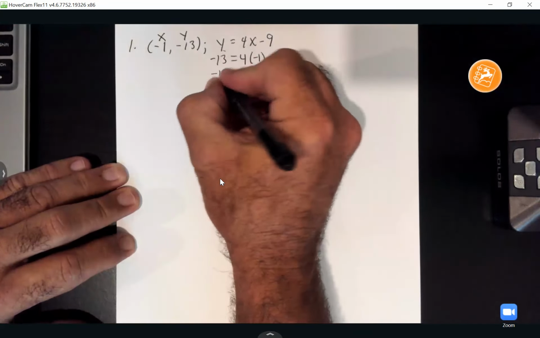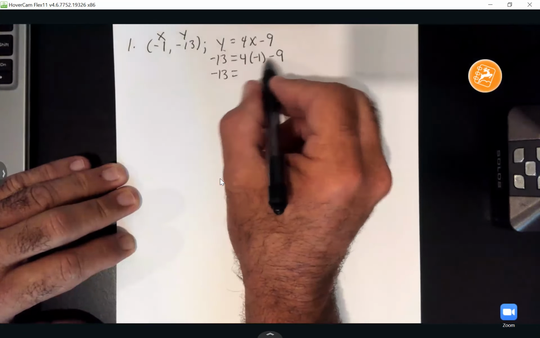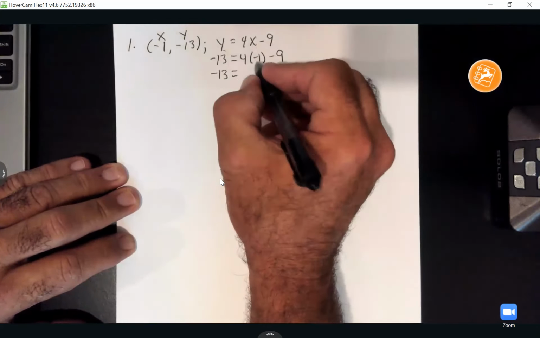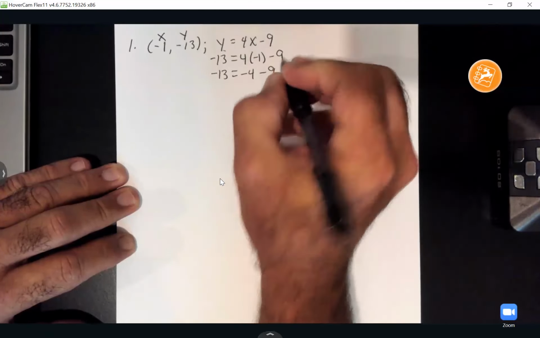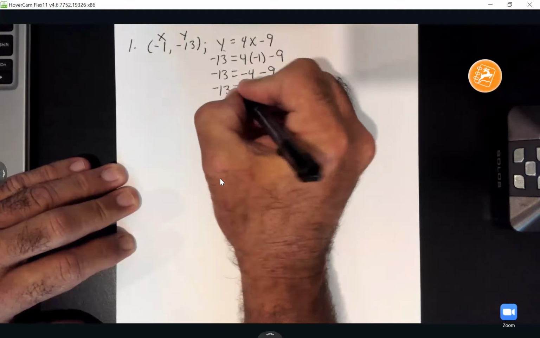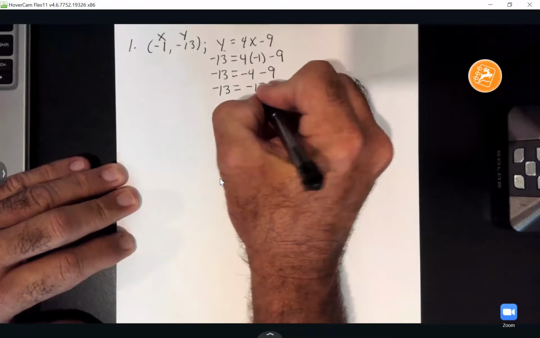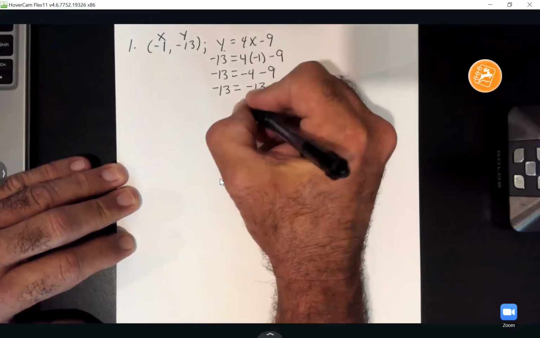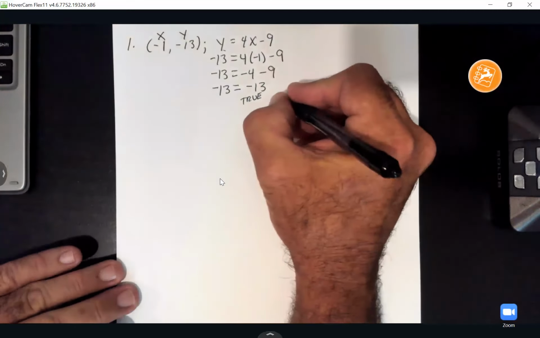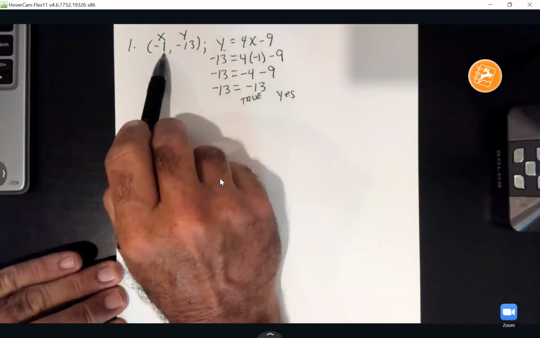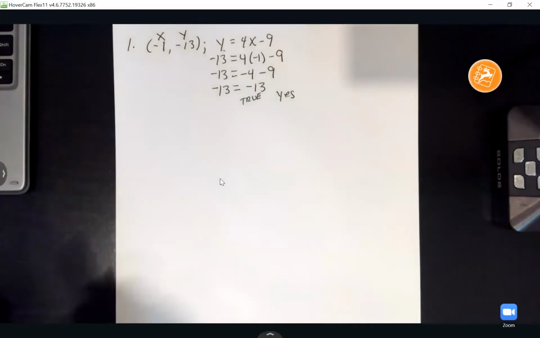So y'all, left side's going to stay -13. Over here, we got to multiply first and then subtract. So multiplying 4 times -1 gives me -4 minus 9. So y'all bring the left side down again. -4 minus 9 does equal -13. So this is a true statement. So yes, (-1, -13) is a solution to this equation.